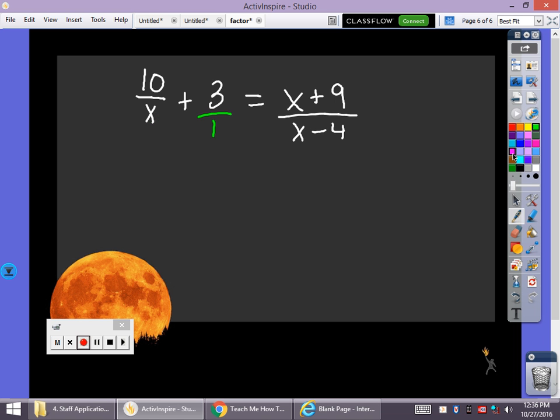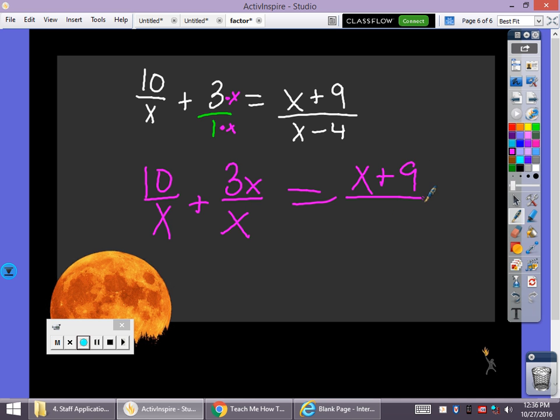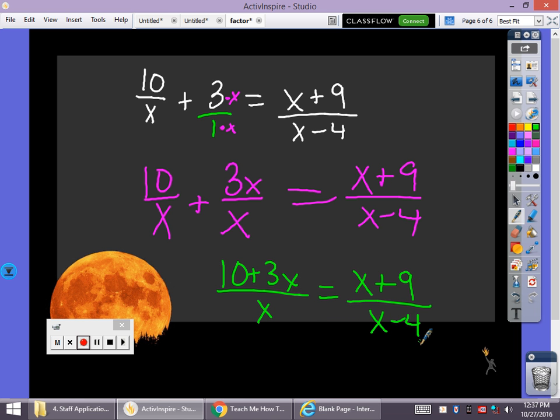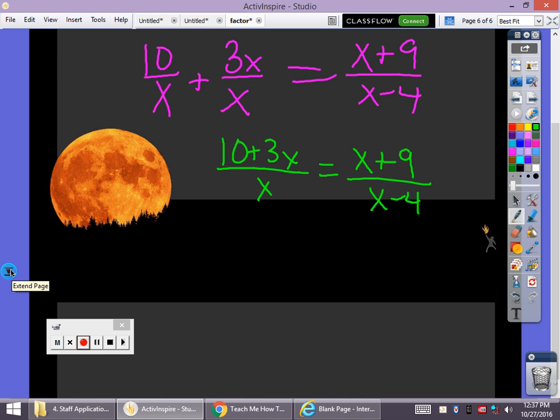1x, okay? So I'm going to put x plus x. Does this guy already have an x? Yes. Does this guy have x? No, so I'm going to multiply the bottom and the top by x, which makes this 3x. I'm going to leave this side alone. And now when I combine like terms, I get 10 plus 3x over x equals x plus 9 over x minus 4. And this is the most simple type to solve because it's fraction equals fraction, so I can simply do what? Cross multiply.